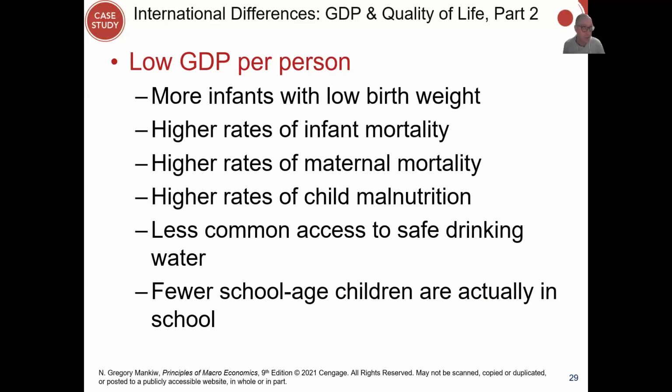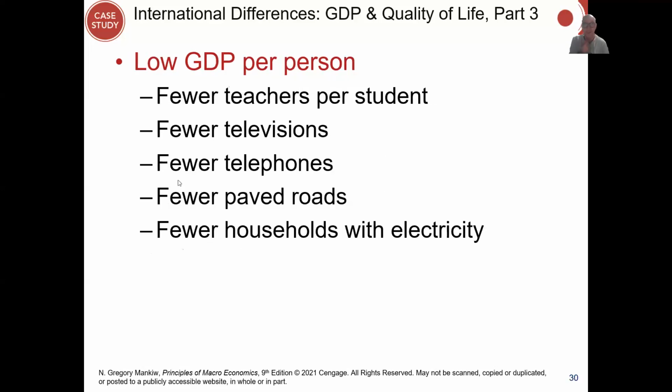So when you see lower GDPs, you see things like infants with lower birth weights, high interest rates, high infant mortality, malnutrition, unsafe drinking water, less school availability, less people going to school. All of these things are indicative of lower GDPs. Fewer teachers per students, fewer televisions per households, fewer telephones per households, fewer paved roads, households with little to no electricity. These are all indicative of nations with lower GDPs.